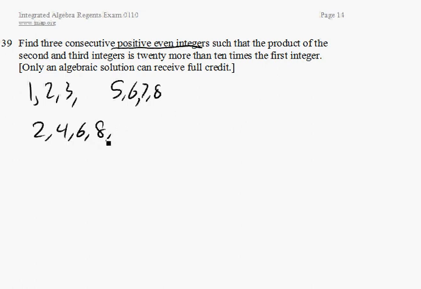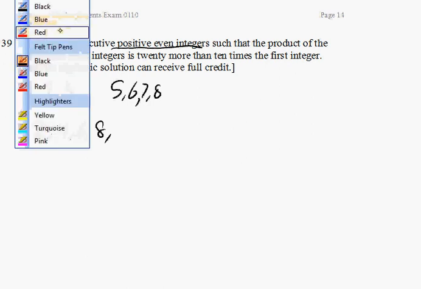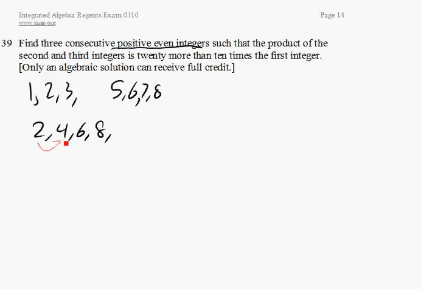And if you notice, each integer goes up by 2 units. From 2 to 4 is a plus 2, from 4 to 6, another plus 2. And that's how even and odd integers both work. Each integer that comes afterwards will increase by 2 units. So you want to talk about consecutive positive even integers.